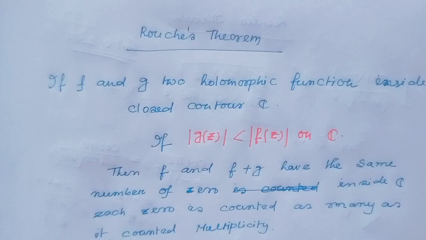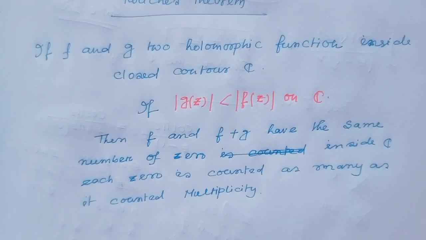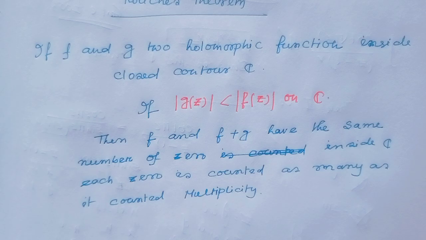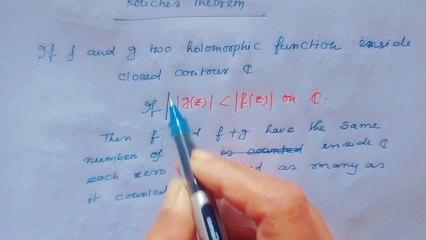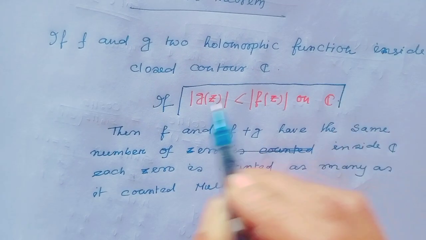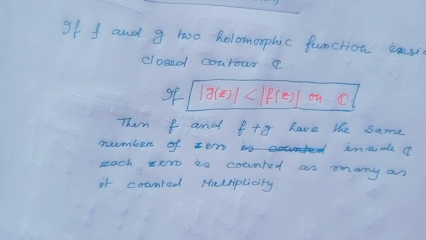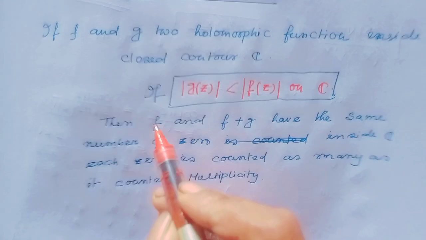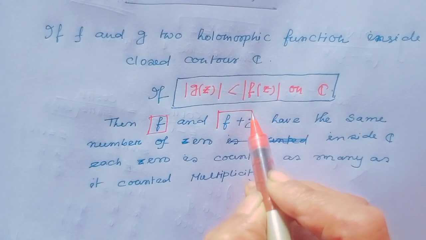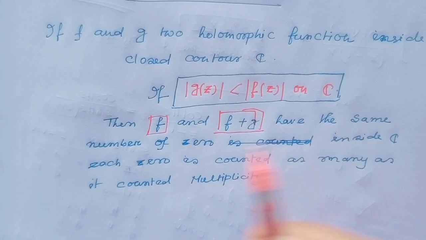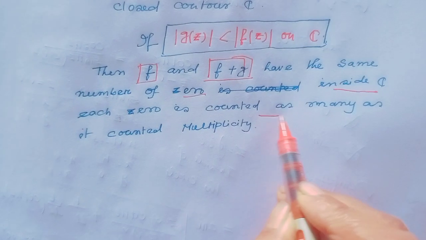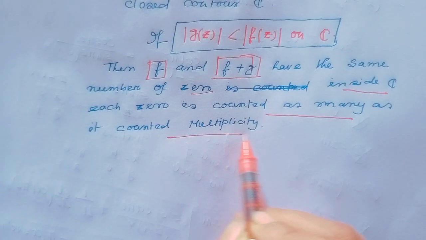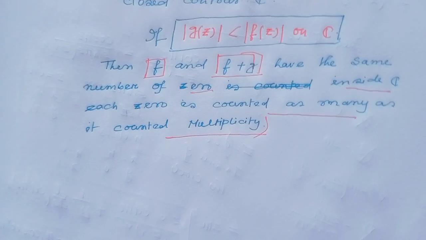Okay. See Rouche's theorem. This is the goal of today's lecture. If f and g are two holomorphic functions inside a closed contour C, and if modulus of g(z) is less than modulus of f(z) on the contour C, then f and f plus g always have the same number of zeros inside C, and each zero is counted with its multiplicity.